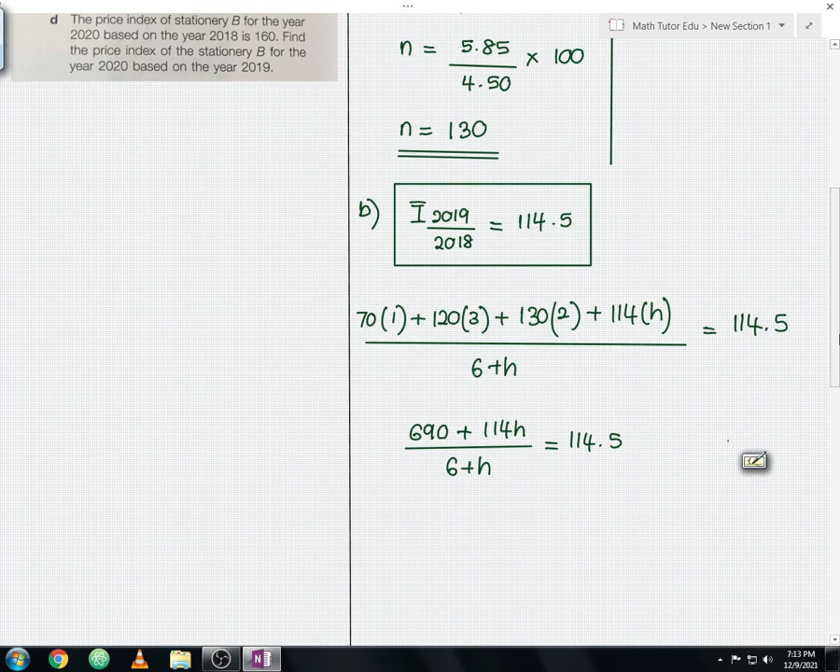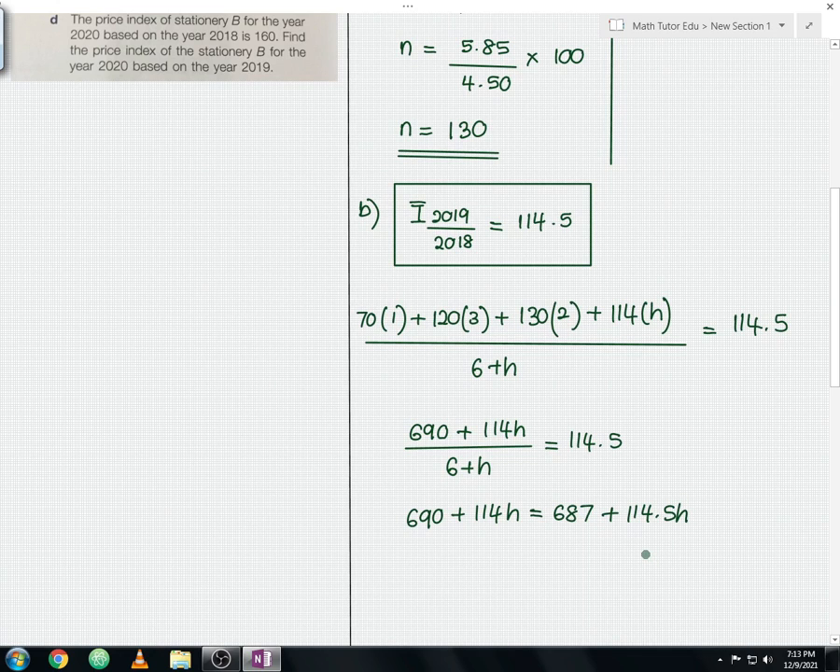So from here 114.5 you're going to times with 6 plus h. So from here you get 690 plus with 114 h is equals to 687 plus with 114.5 h.